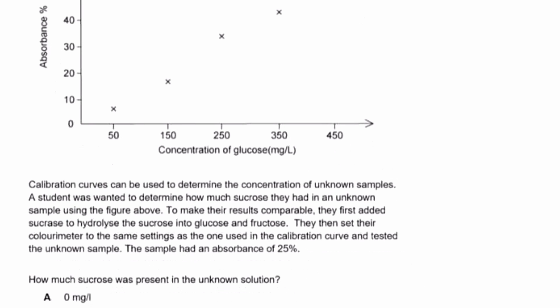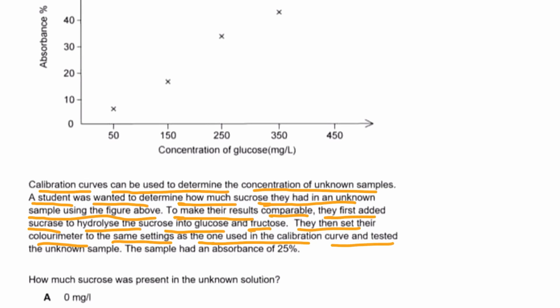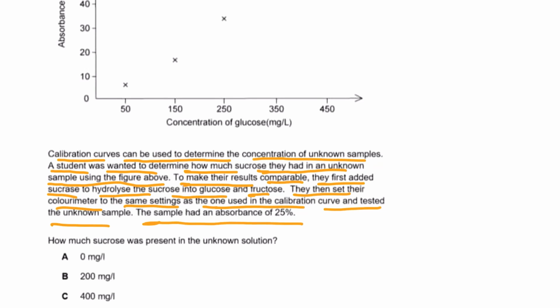Okay, calibration curves can be used to determine the concentration of unknown samples. A student wanted to determine how much sucrose they had in an unknown sample using the figure above. To make their results comparable, they first added sucrase to hydrolyze the sucrose into glucose and fructose. Then they set their colorimeter to the same settings as one used in the calibration curve and tested the unknown sample. The sample had an absorbance of 25%. How much sucrose was present in the unknown solution?